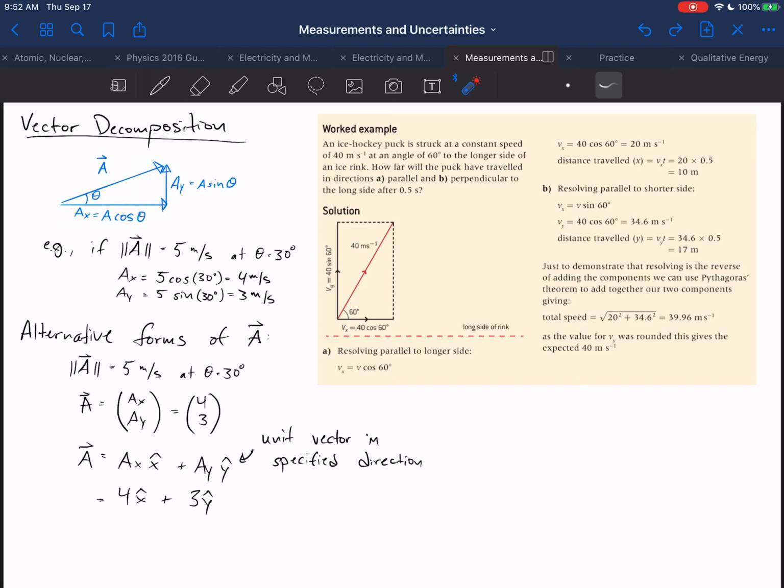So take a look at this particular example and see if you can decompose the velocity vector shown.